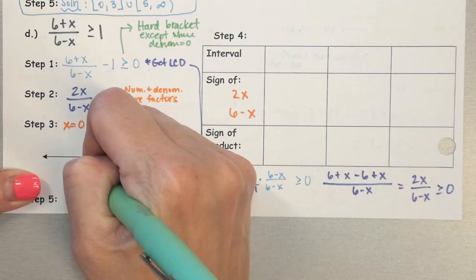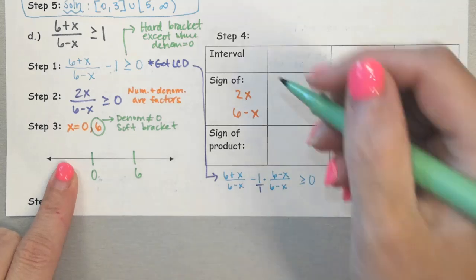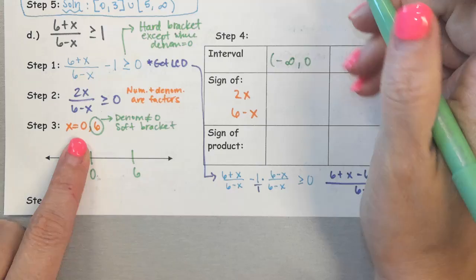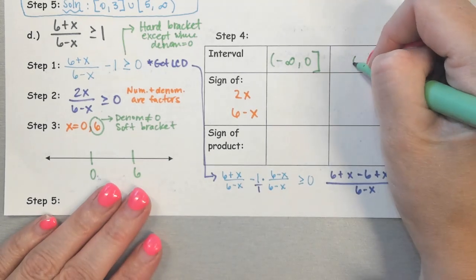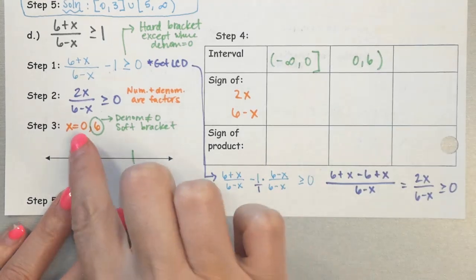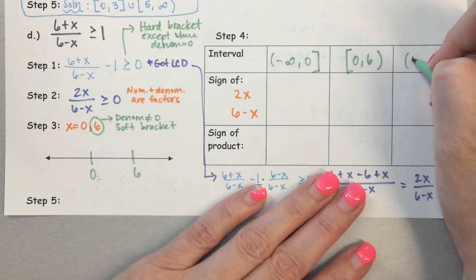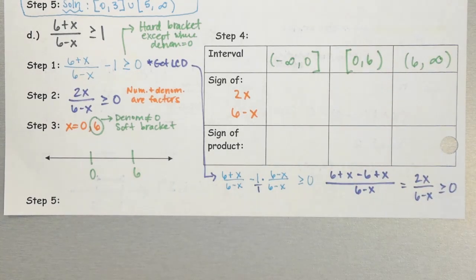I like to see these on my number line. The first part is going to be negative infinity to 0. Remember, that's a hard bracket with 0. The next one would go from 0 to 6. Now, we talked about 6 is going to have a soft bracket, but 0 is still going to have that hard bracket. So you have 0 with the hard bracket, 6 with the soft bracket, and then the last one would be 6 to infinity, both with your soft brackets there.